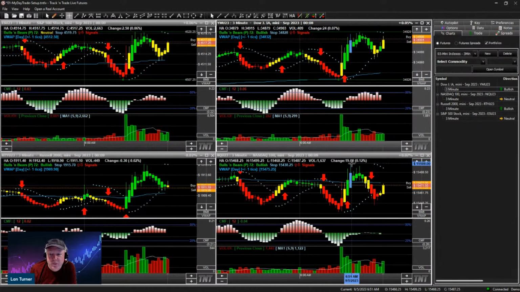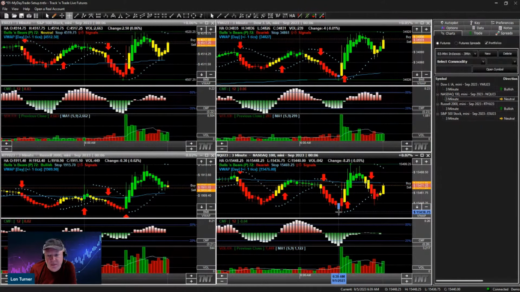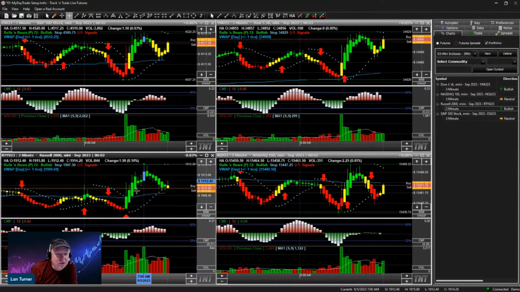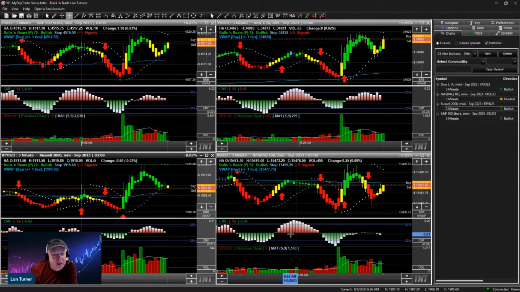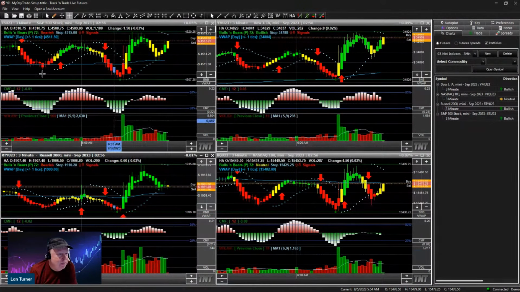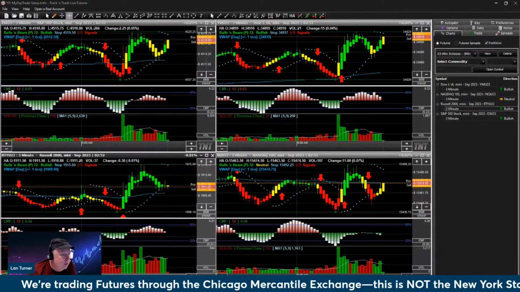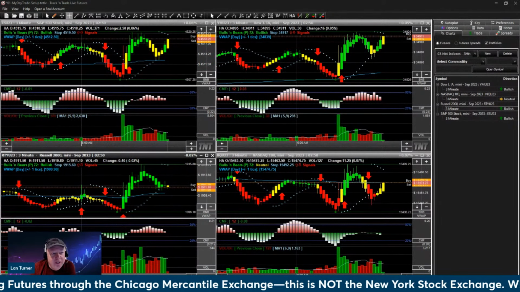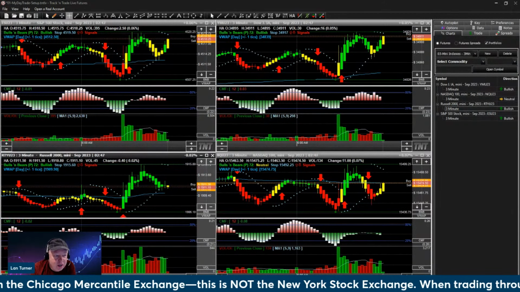Now, of course, we're in the futures market, and so there isn't a traditional pre-market session like we have in the stock market. But because these are stock indexes, they trade like they are stocks, right, out of the New York exchange. We're trading actually over here. Let me put this up for you. We're trading futures through the Chicago Mercantile Exchange. This is not the New York Stock Exchange.